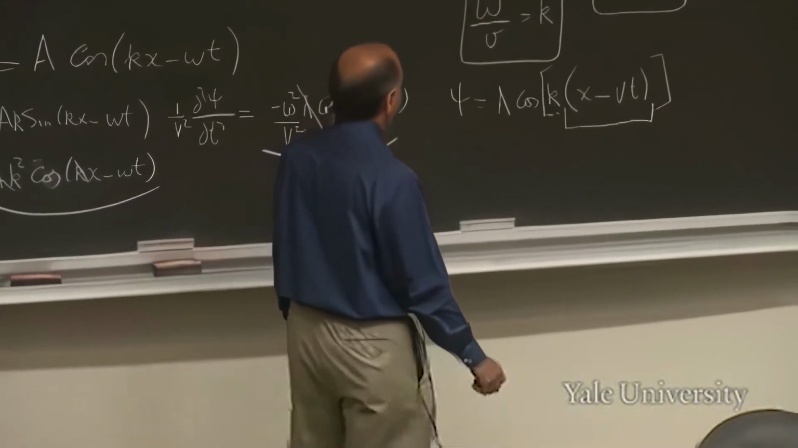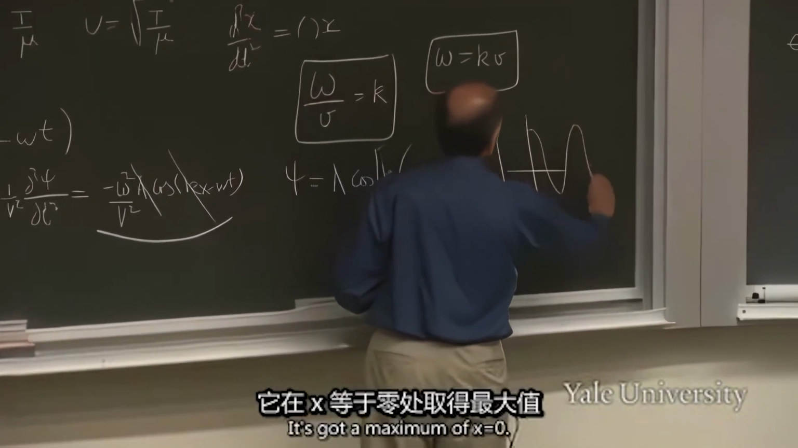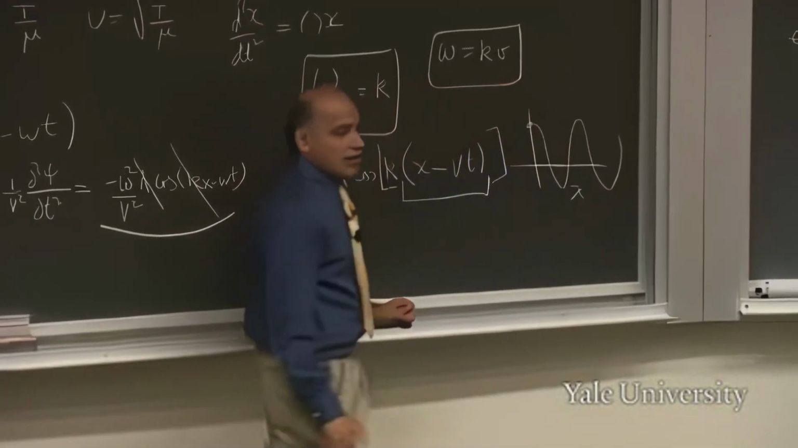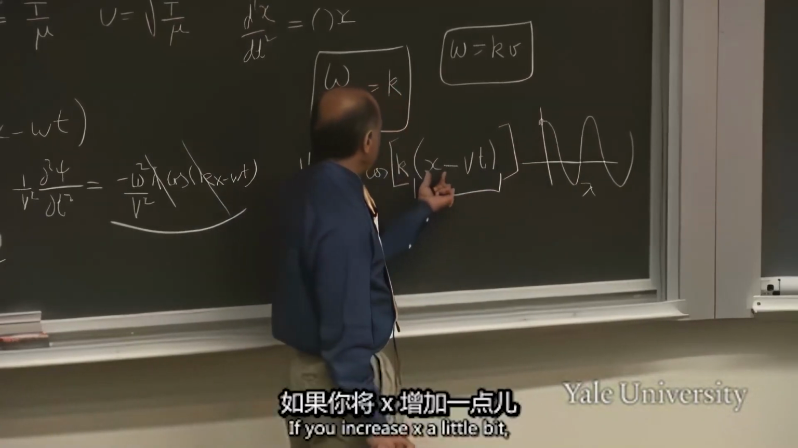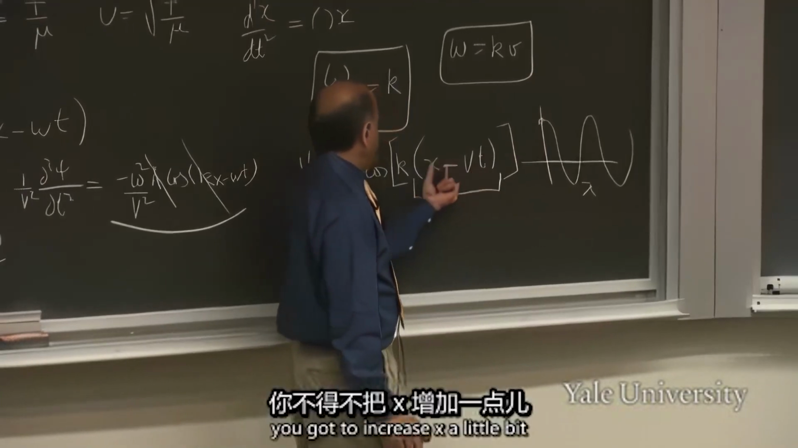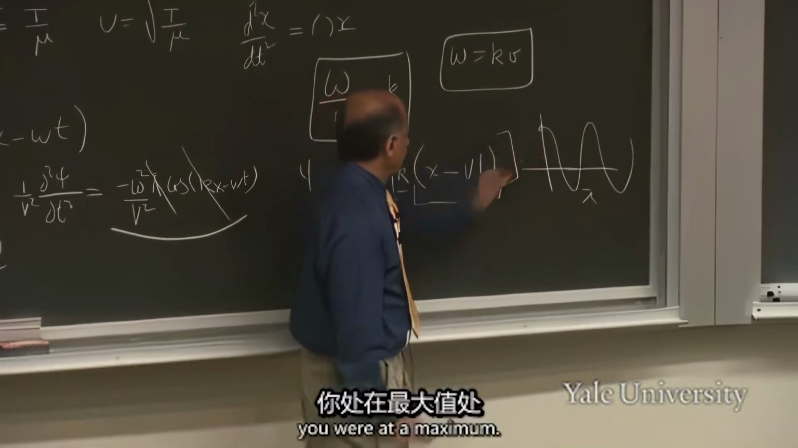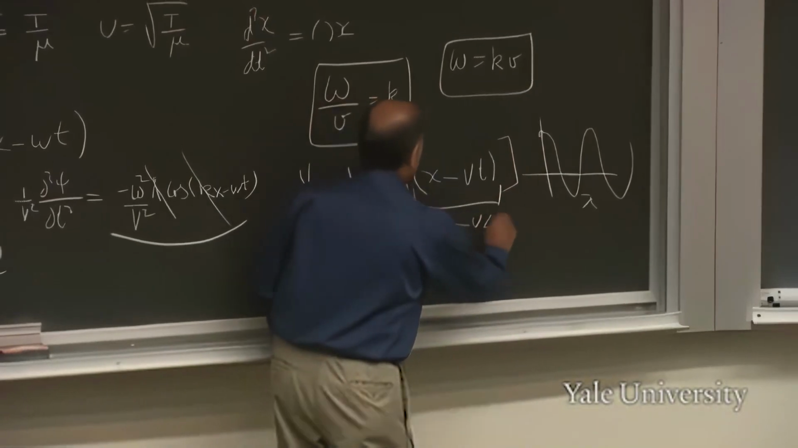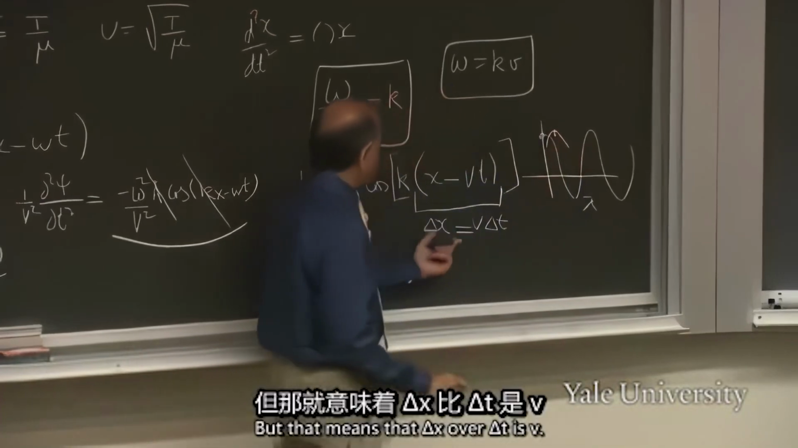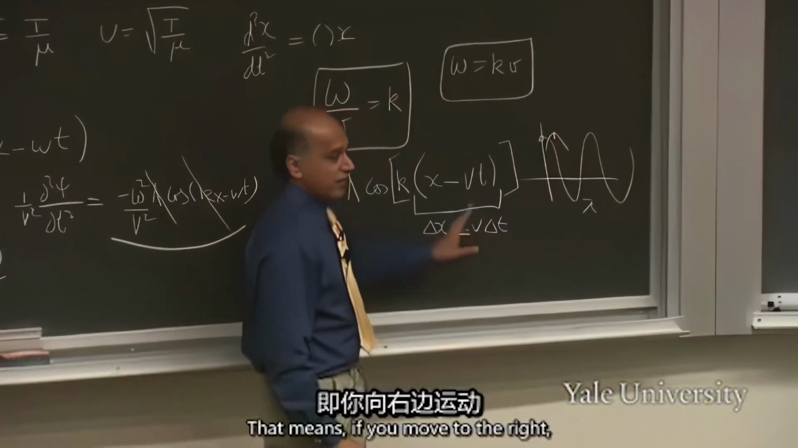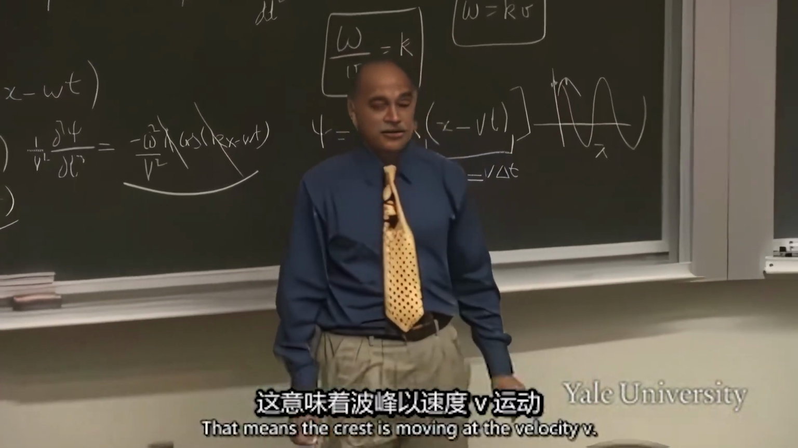Or maybe I'll give you one extreme example. At t equal to 0, it just looks like cosine kx, and we all know what cosine kx looks like. It's got a maximum at x equal to 0. If you wait a little longer, where is this maximum? A little later. If you increase time a little bit, you got to increase x a little bit so that these two still cancel each other. Originally x was at 0 and t was at 0, you're at a maximum. A little later, after some time delta t, if you go to the point delta x so that these two numbers cancel, you're still riding the maximum. But that means delta x over delta t is v. That means if you move to the right, after some delta t, you will ride the crest. That means the crest is moving at the velocity v.